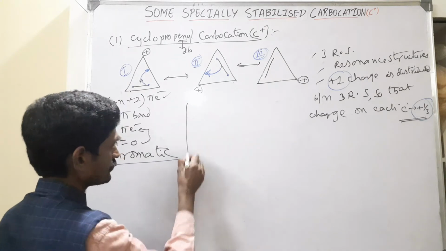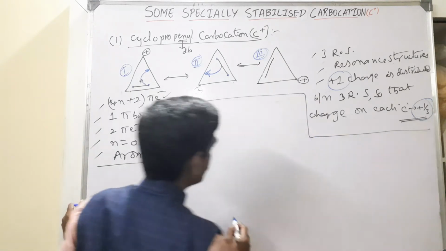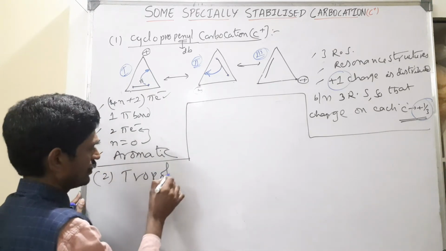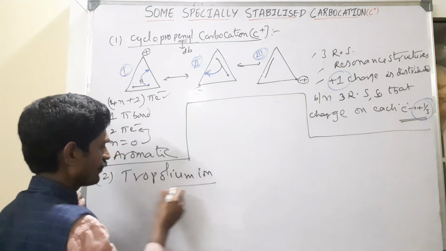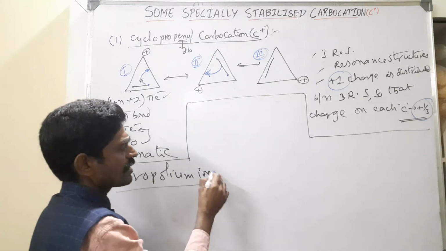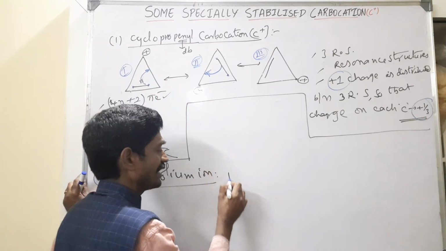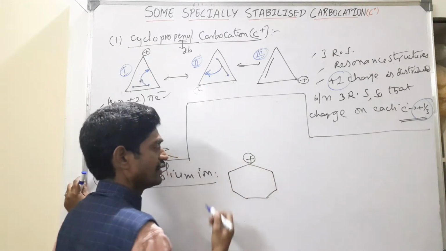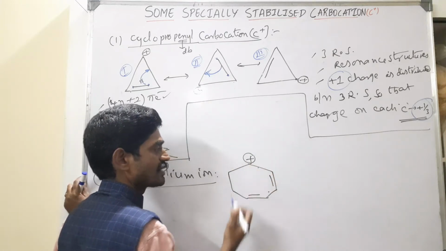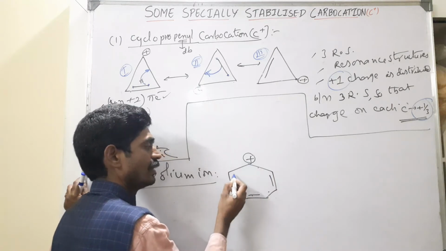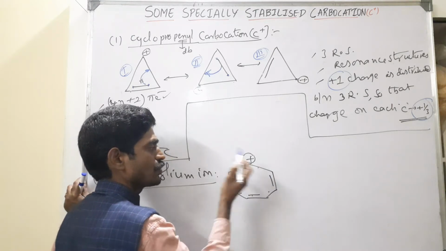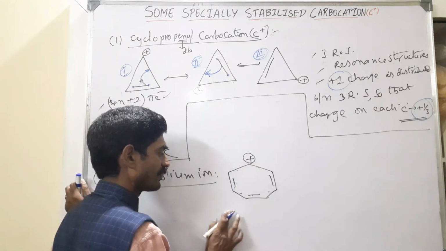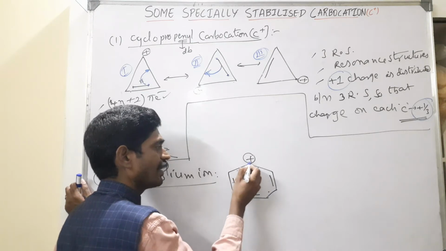Second one is tropylium carbocation or tropylium ion. What is the structural formula of this? You can represent it like this. Tropylium carbocation: double bond, single bond, positive charge, double bond, single bond, double bond, single bond, double bond, positive charge. Here this is a double bond, pi bond, here pi bond and sigma bond, positive charge.